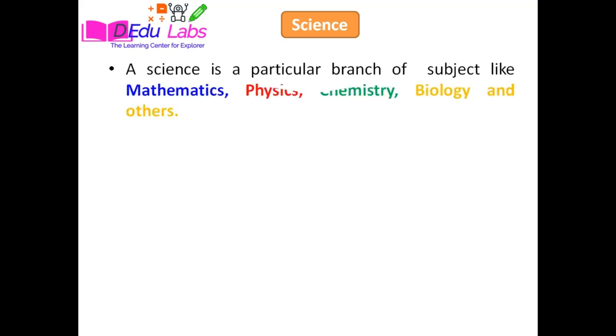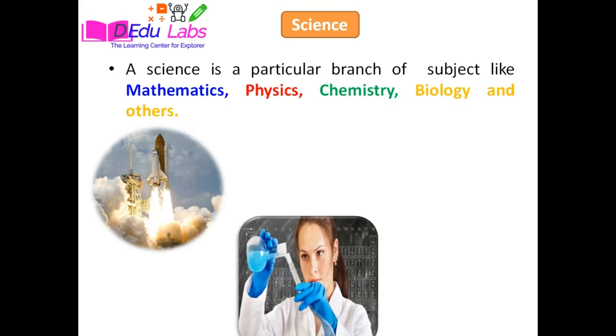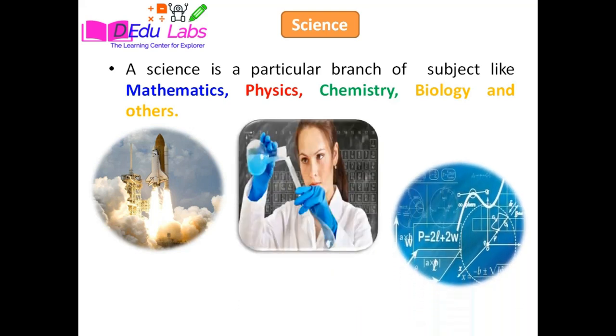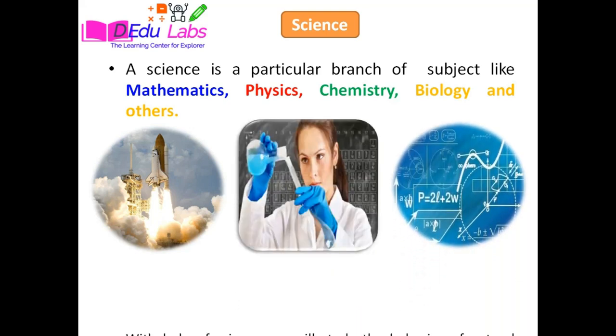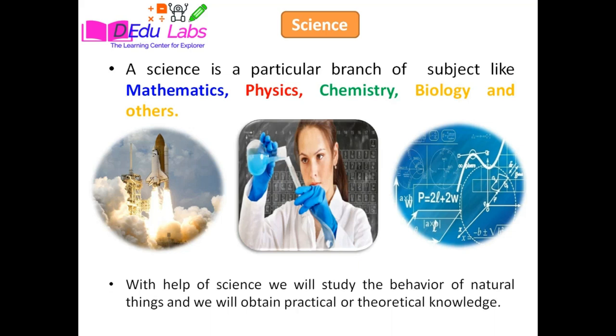First, we will discuss the science stream. Science is a particular branch of subjects like mathematics, physics, chemistry, biology, and others. With the help of science, we study the behavior of natural things and obtain practical or theoretical knowledge.